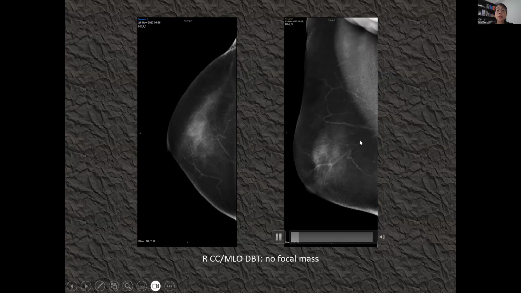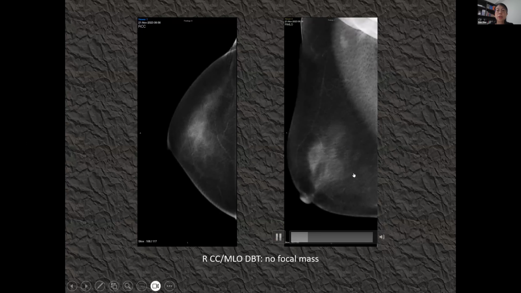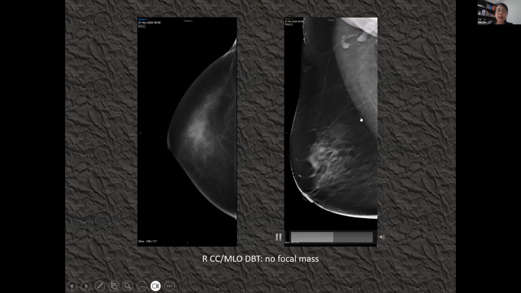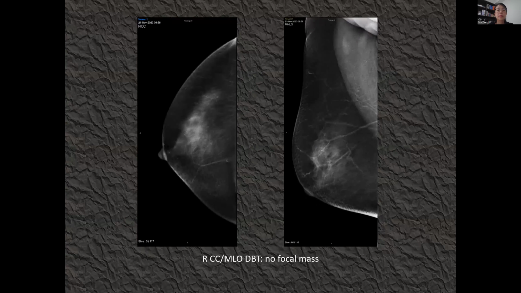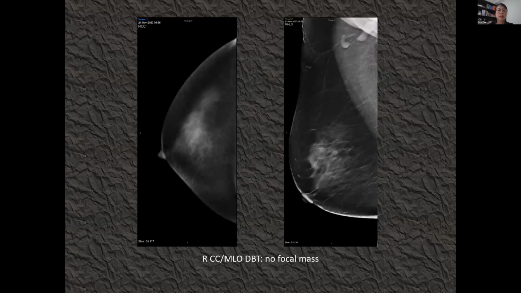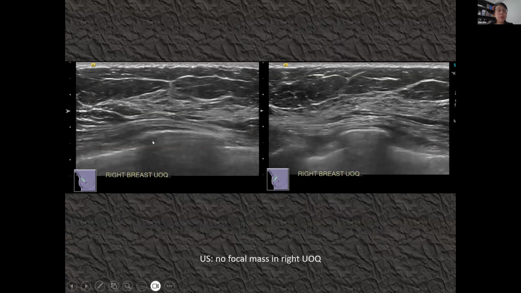It was done in the CC as well as the MLO. So this is the MLO projection, showing no focal underlying mass in the upper breast. A supplementary ultrasound was also performed, and this did not show any focal mass in the area of concern in the right upper outer quadrant.